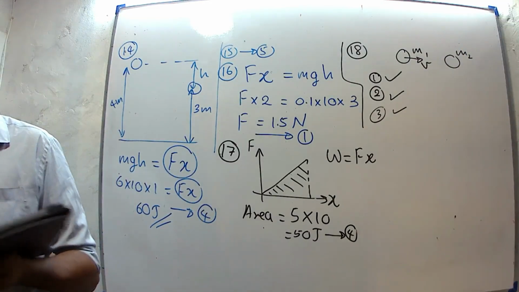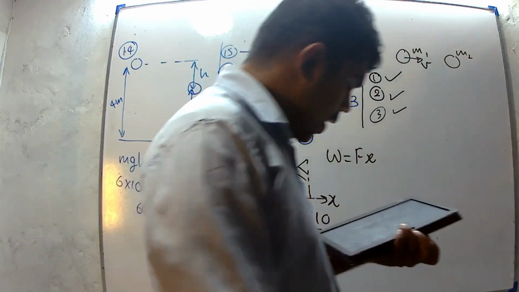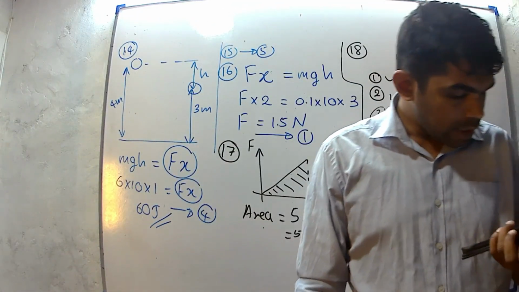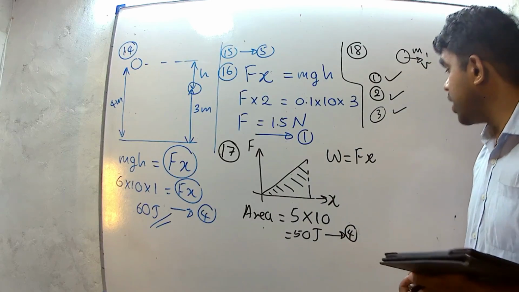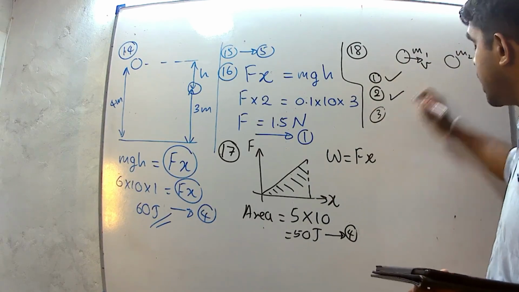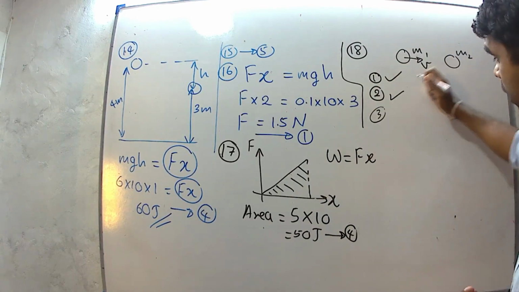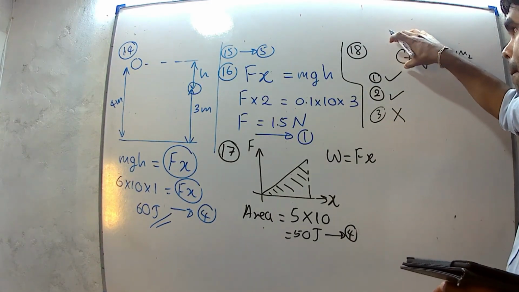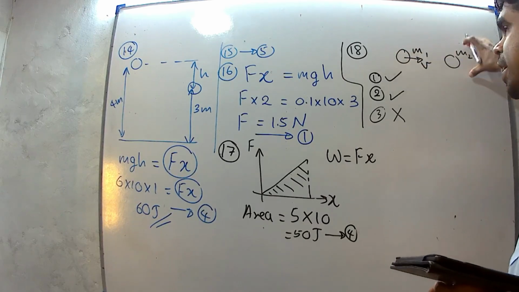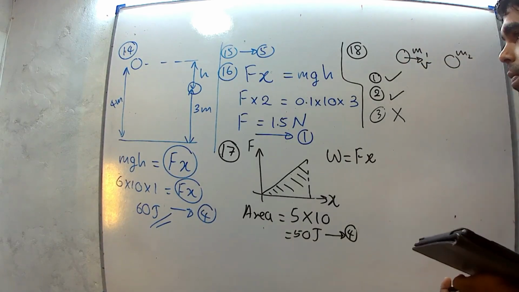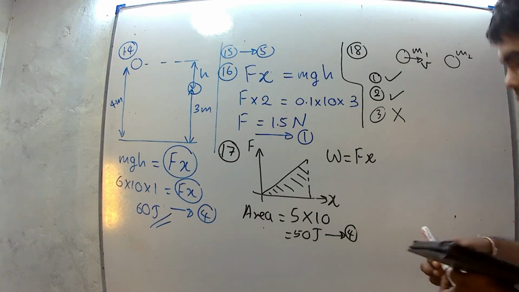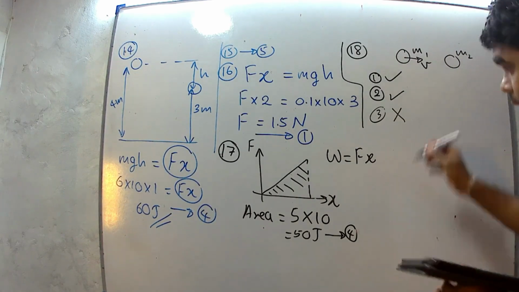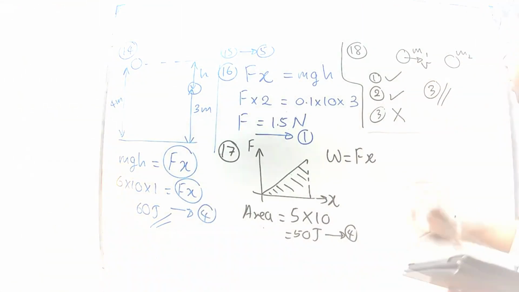They have given that the collision is fully elastic. For a fully elastic collision, we can't get a motion after the collision as a single object. Therefore, statement 3 is incorrect. Then the answer is 3 for question number 18.